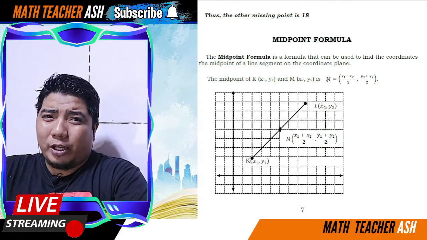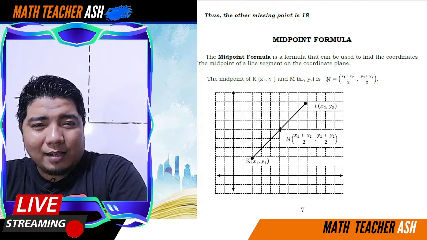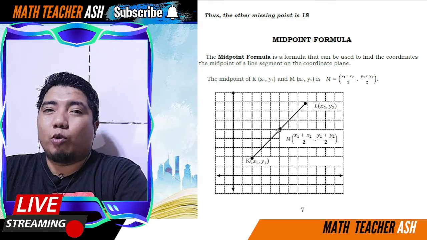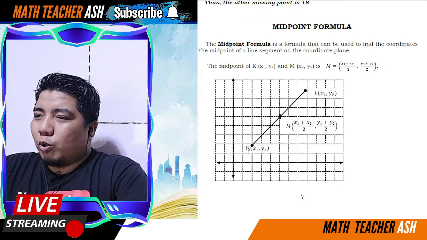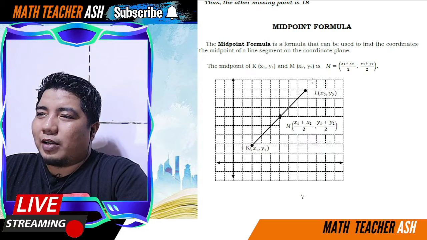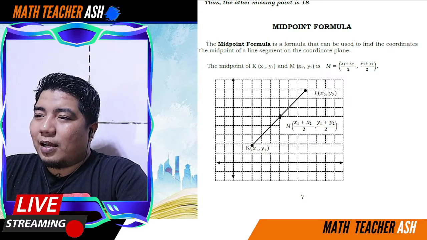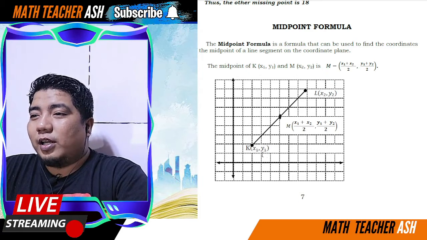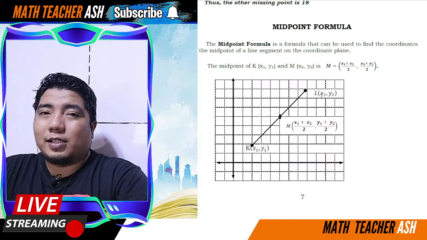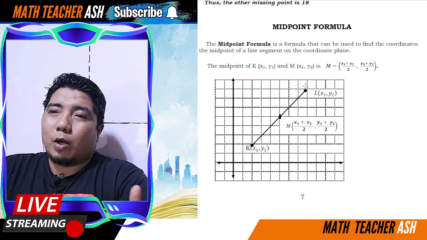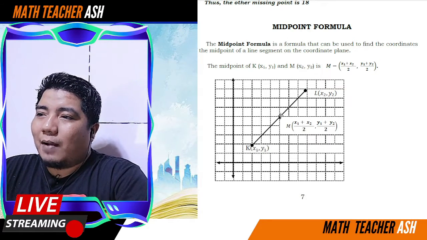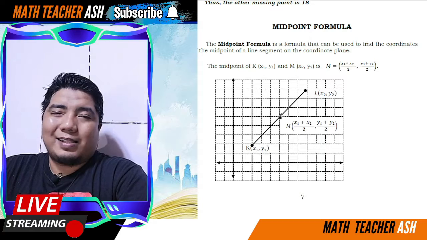So when we say midpoint, that is basically the middle point between 2 points. Okay, example. So we have here K and L. They each have a location, that is the coordinate: X sub 1 and Y sub 1, X sub 2 and Y sub 2. So to get the midpoint, that is the middle point, it is in the middle, and that will be our, let's say, point M.